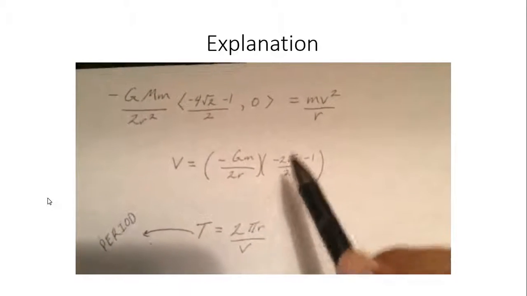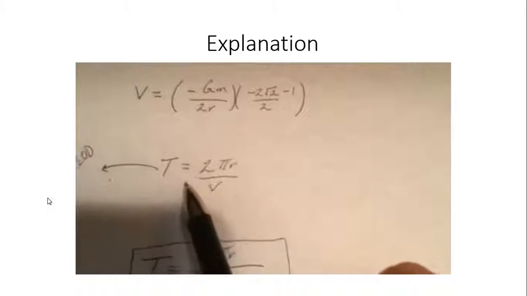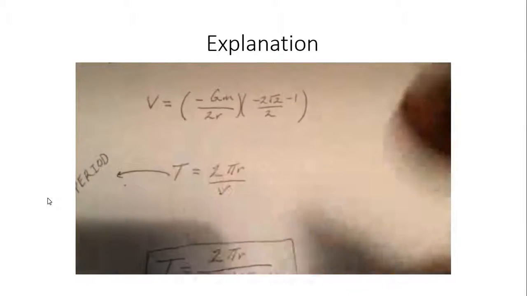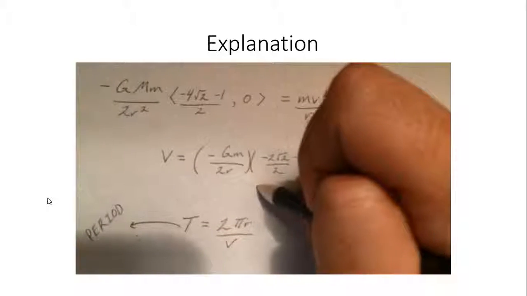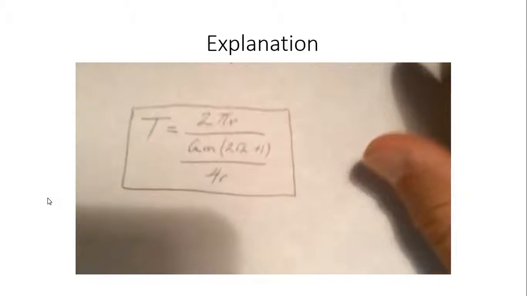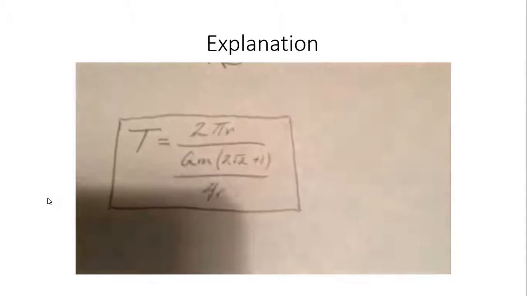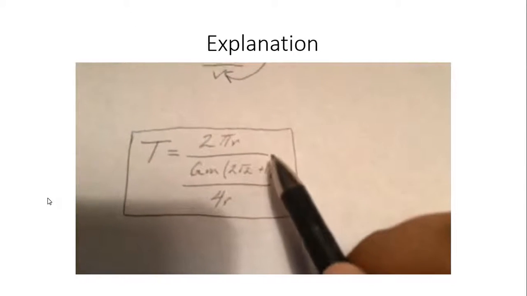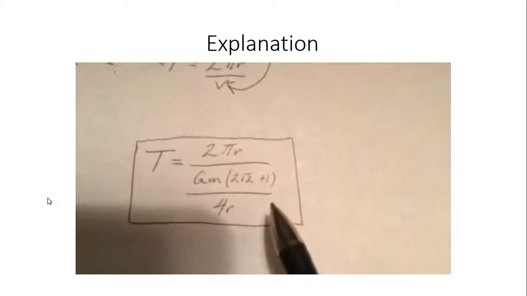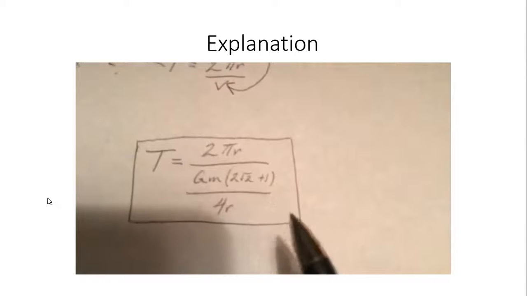Now, to find the period, we use the period equation T equals 2 pi r over velocity, and so what we're going to do is implement this velocity right there. Solving for T, we find that it's equal to 2 pi r over Gm times root 2 times 2 root 2 plus 1 over 4r.